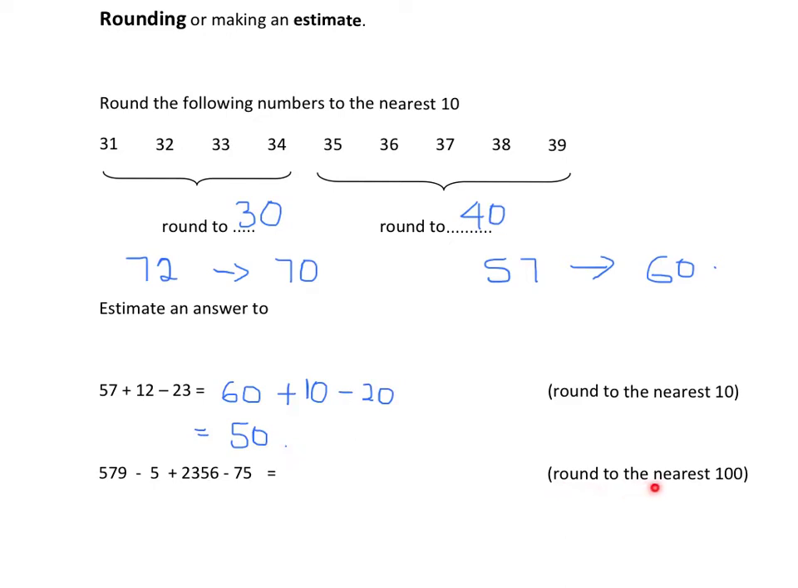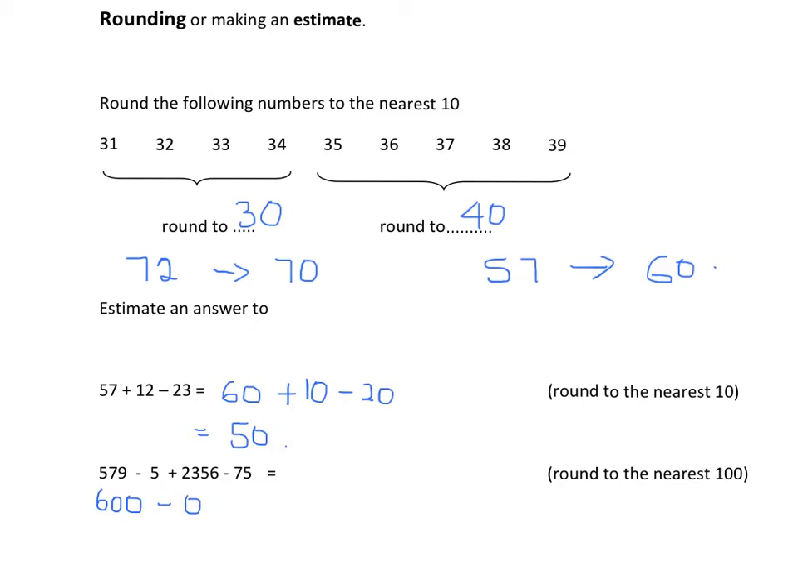We're now rounding to the nearest 100. So 579, rounding to the nearest 100. Well, 579 is closer to 600 than it is to 500. Rounding off 5 to the nearest 100, well, it's nowhere near 100, so it becomes 0.